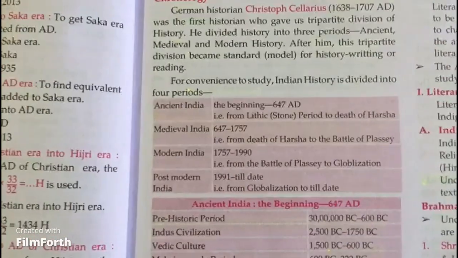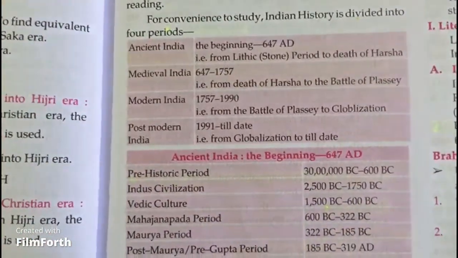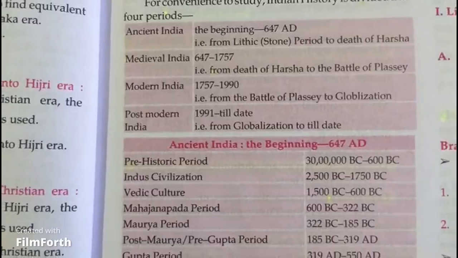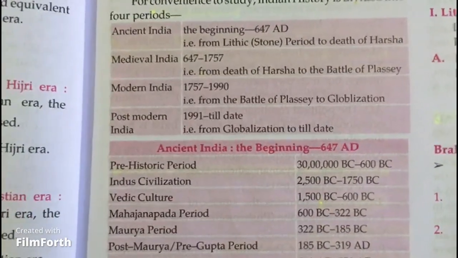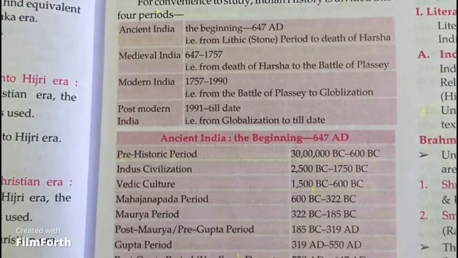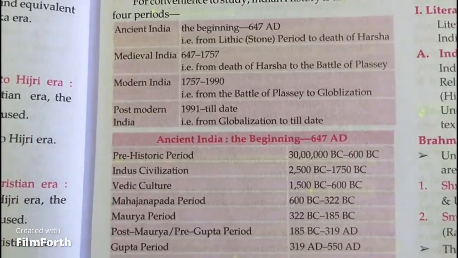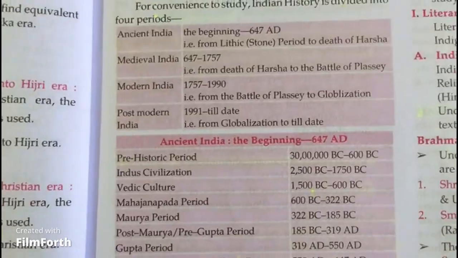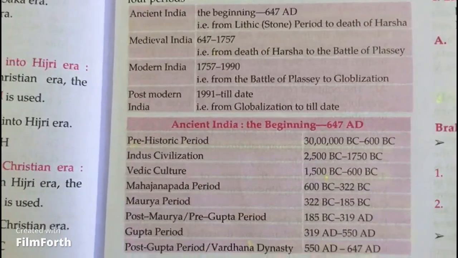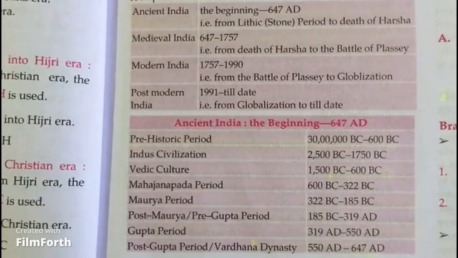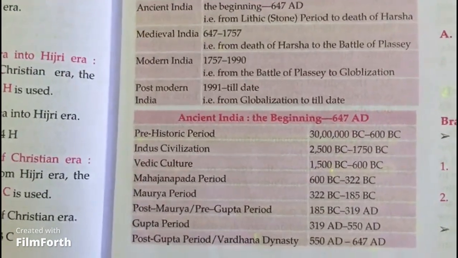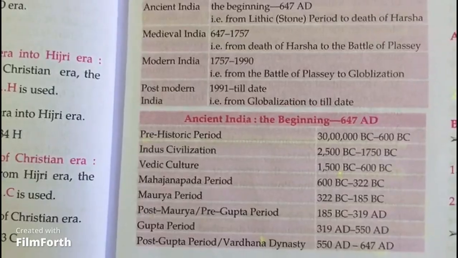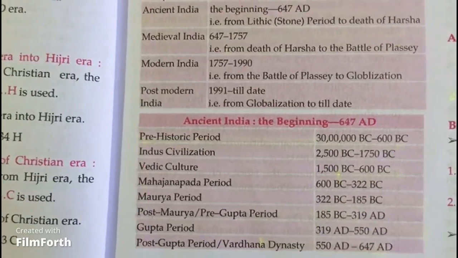The ancient India began in the year 647 AD, which means from Lithic period to death of Harsha. Medieval India began from 647 to 1757, from death of Harsha to the Battle of Plassey. Modern India, 1757 to 1990, from the Battle of Plassey to globalization. Postmodern India, 1991 till date, from globalization till date.